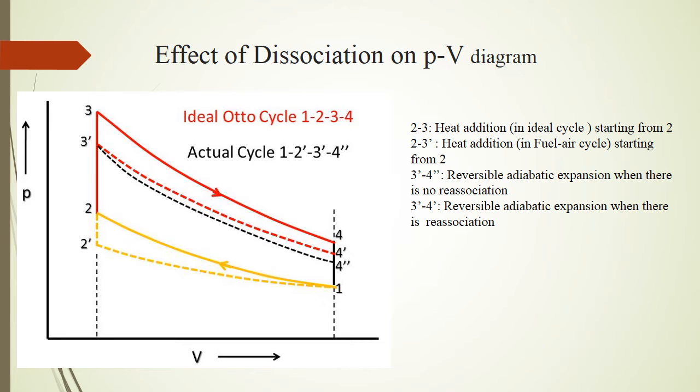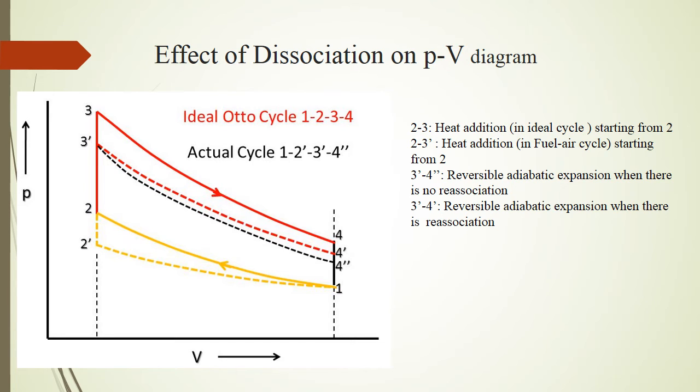This figure shows the effect of dissociation on the PV diagram of the Otto cycle. Because of lower maximum temperature due to dissociation, the maximum pressure is also reduced and the state after combustion will be represented by 3' instead of 3. If there were no reassociation due to the fall of temperature during expansion, the expansion process would have been represented by 3'-4''. But due to reassociation, the expansion follows the path 3'-4'', and that is because of liberation of heat. The process 3'-4'' should be compared with the ideal expansion 3-4.